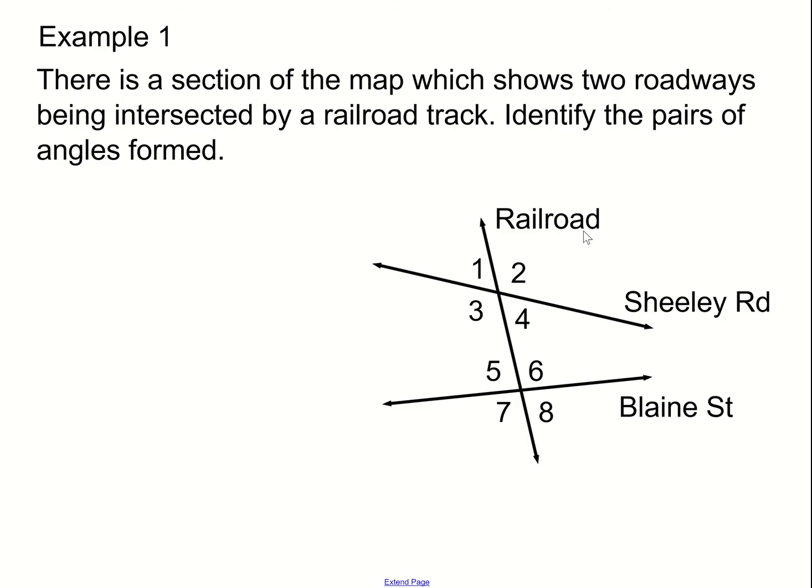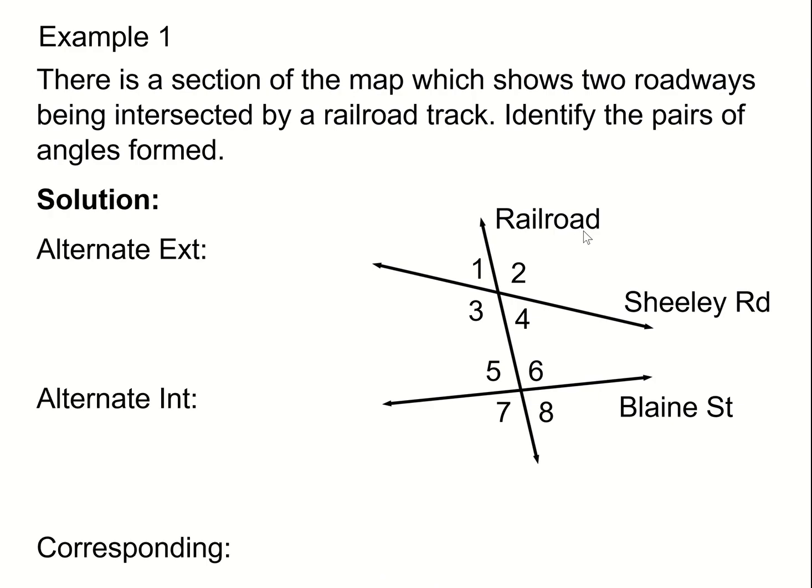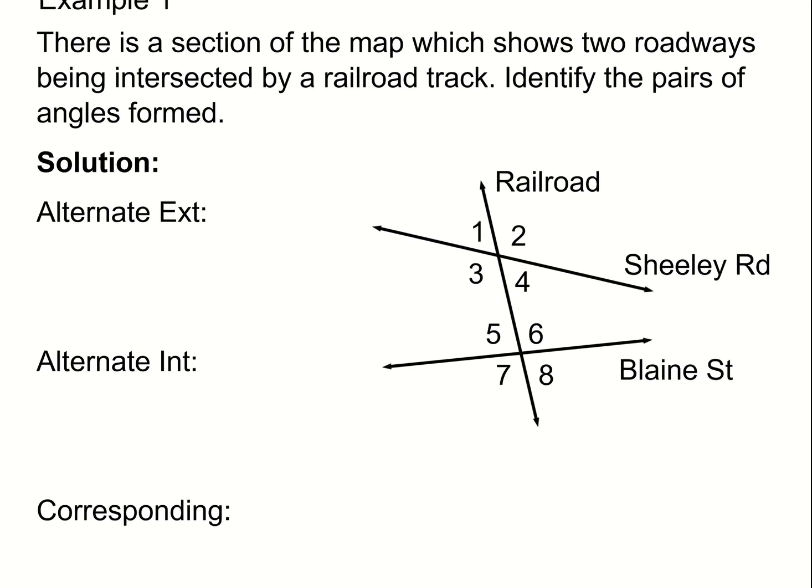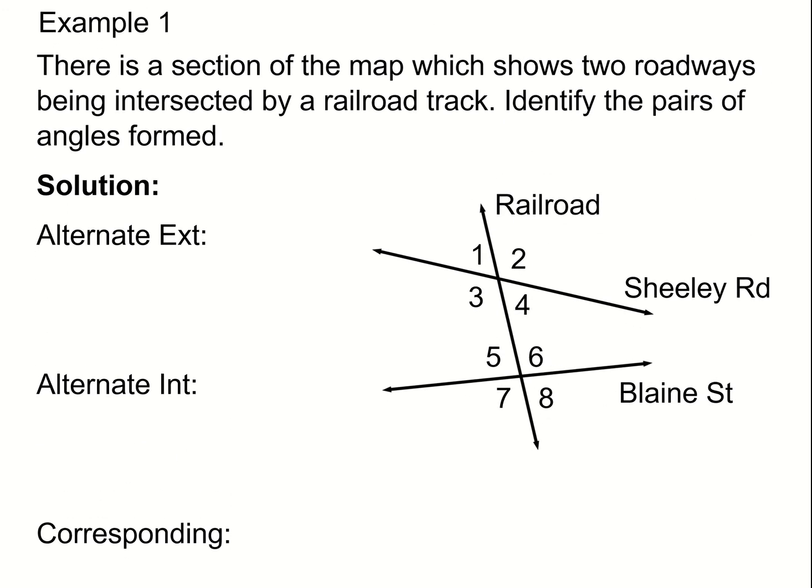So let's look at an example. There is a section of the map which shows two roadways being intersected by a railroad track. Identify the pairs of angles formed. So we're going to go ahead and list out the alternate exterior, alternate interior, the corresponding angles, and so on, and same side interior angles. So we're going to actually draw this out.